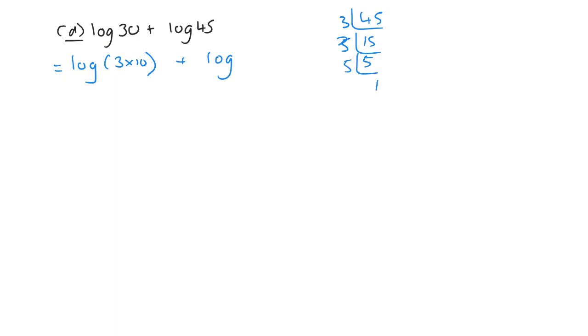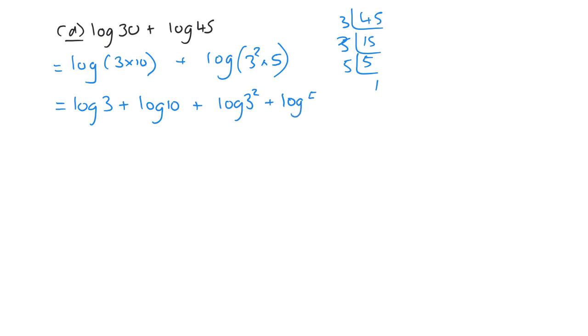I could write as 3 squared by 5. So then when I expand each one, the log of 3 times 10 is the log of 3 plus the log of 10. And our log of 3 squared times 5 is the log of 3 squared plus the log of 5. I'll bring my 2 down then.